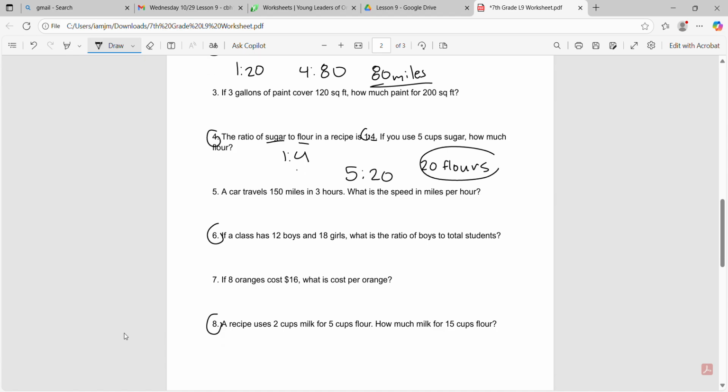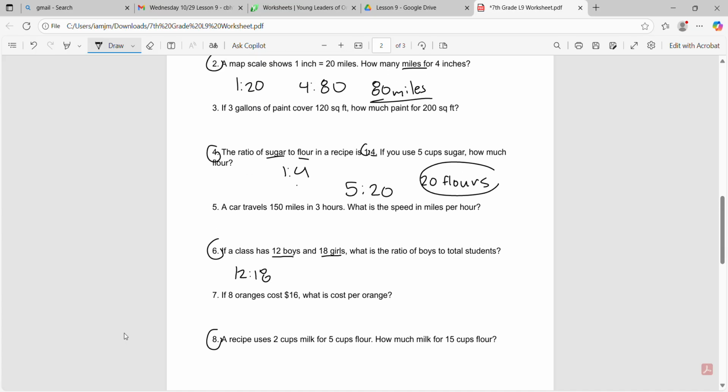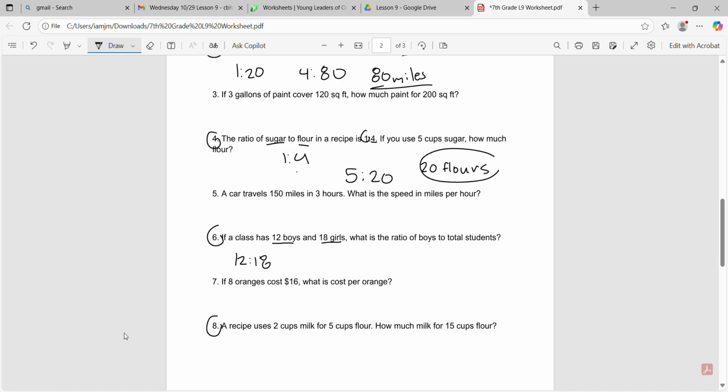Okay, number 6. If a class has 12 boys and 18 girls, what is the ratio of boys to total students? So the total students, we have the ratio that there are 12 boys per 18 girls. So let's find out how many boys there are.